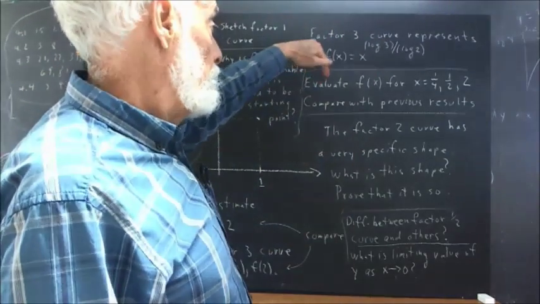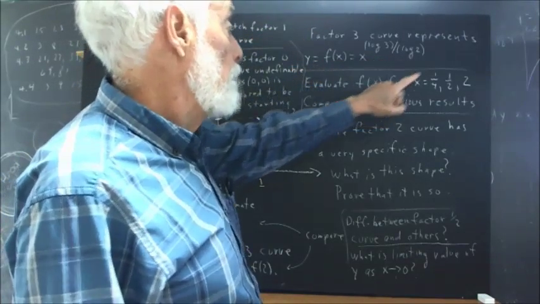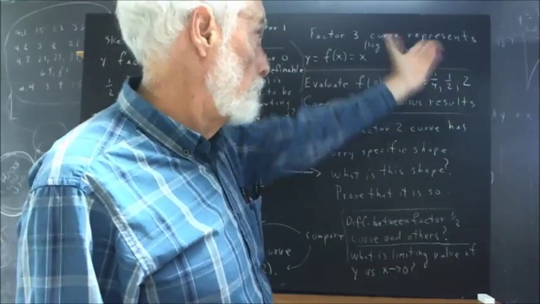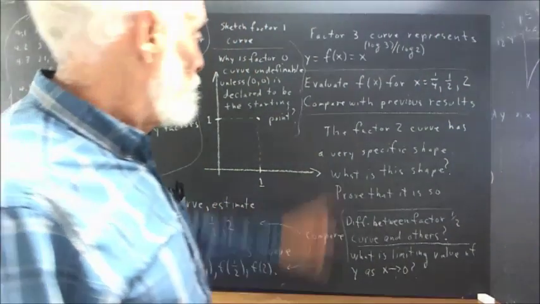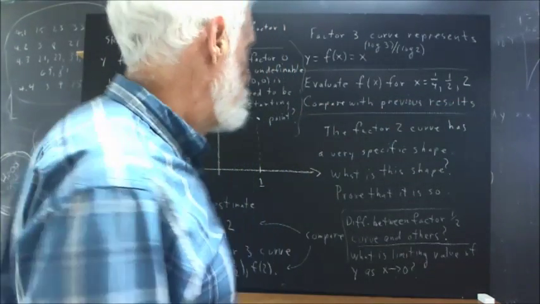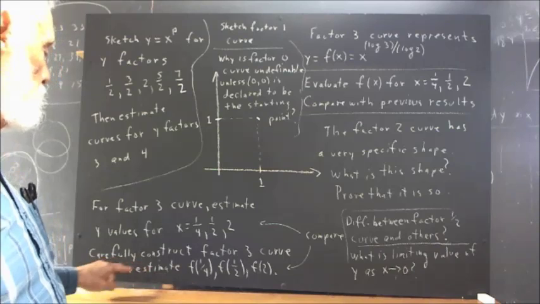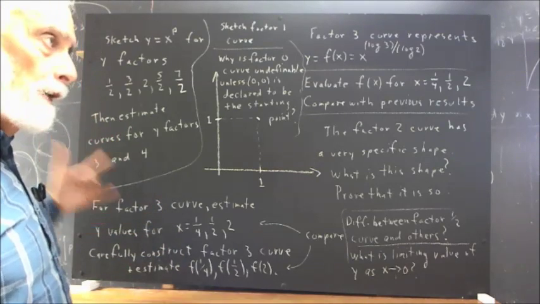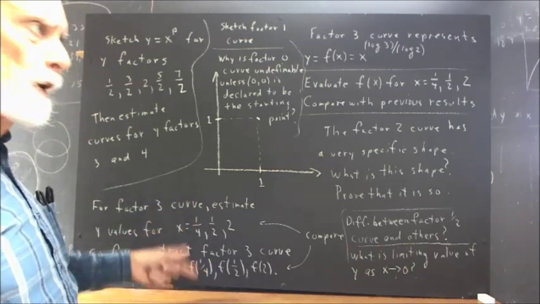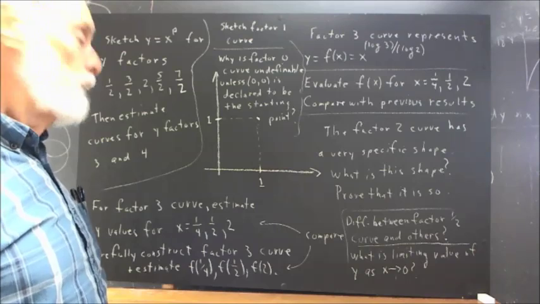Okay, then we want to evaluate this f of x function here for x equals 1/4, 1/2, and 2. You can easily do that using your calculator. And then we want to compare that with the previous results. Now, I didn't say down here, we want to compare how you did with your carefully constructed graph with your estimated factor 3 curve. How do these two compare? Do you have the same values?